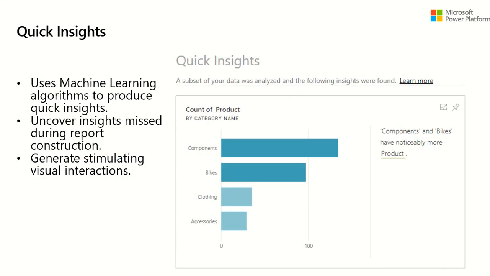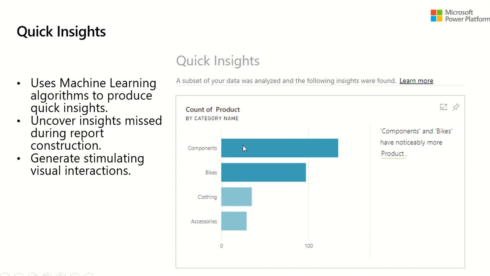All right. Quick insight. Power BI also has a machine learning algorithm which can help to produce what is called a quick insight about our data. It will analyze a subset of our data and provide insights. It will look at the trend based on the products, based on the column data and the row data, and it will be able to give you an advice or an insight.